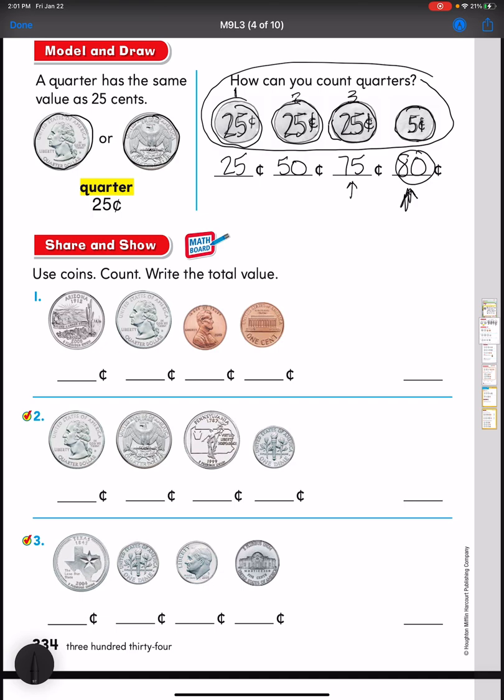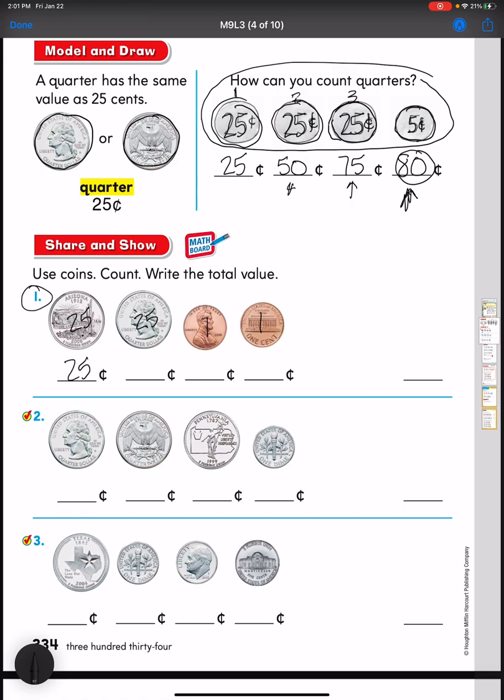All right. Number 1, use coins. Count. Write the total value. This is a quarter. This is the tails of a quarter. Remember, quarters are worth 25. This is a quarter. It's worth 25. And then I have 2 pennies. This is worth 1 and this is worth 1. I know that I have 2 quarters. 2 quarters is worth 50 cents.